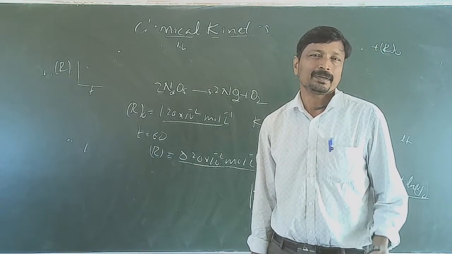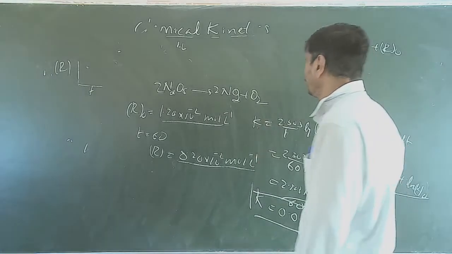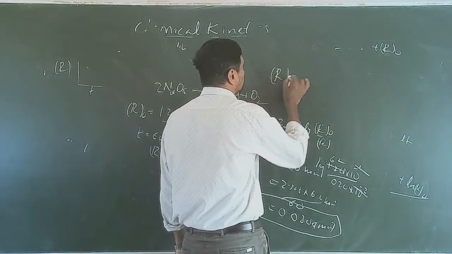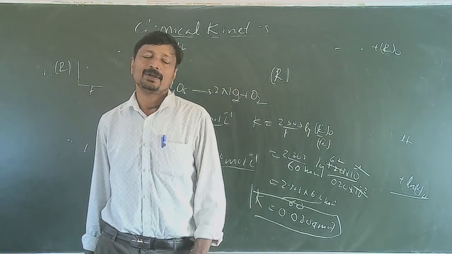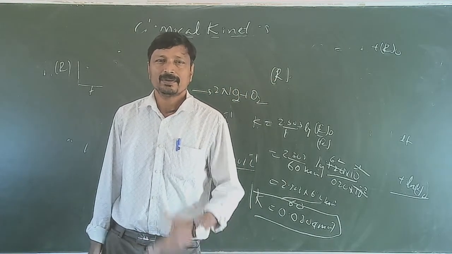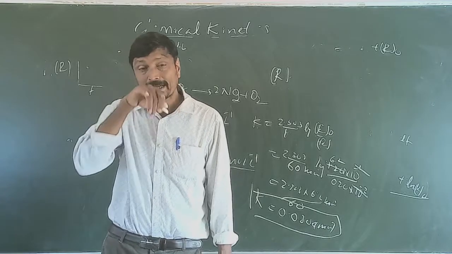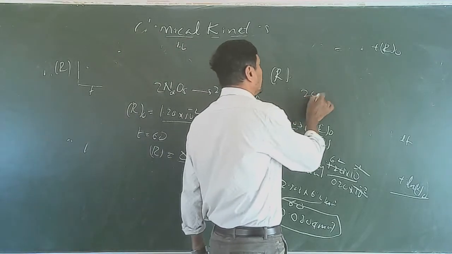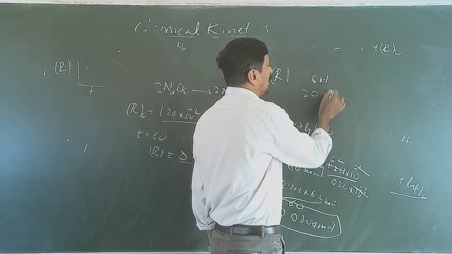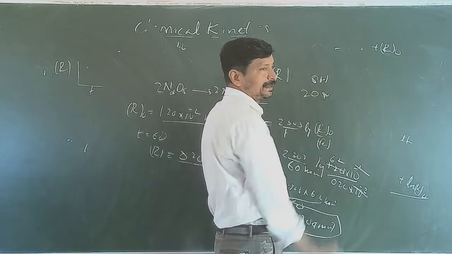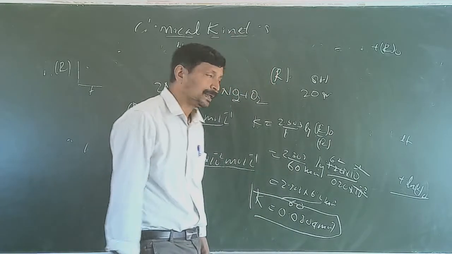Sometimes the K may be given, or sometimes R may be given in a percentage. 20% is reacted or 80% is reacted. Suppose 80% is reacted in 20 minutes. Calculate the K. Then how do you do? How do you calculate the K?